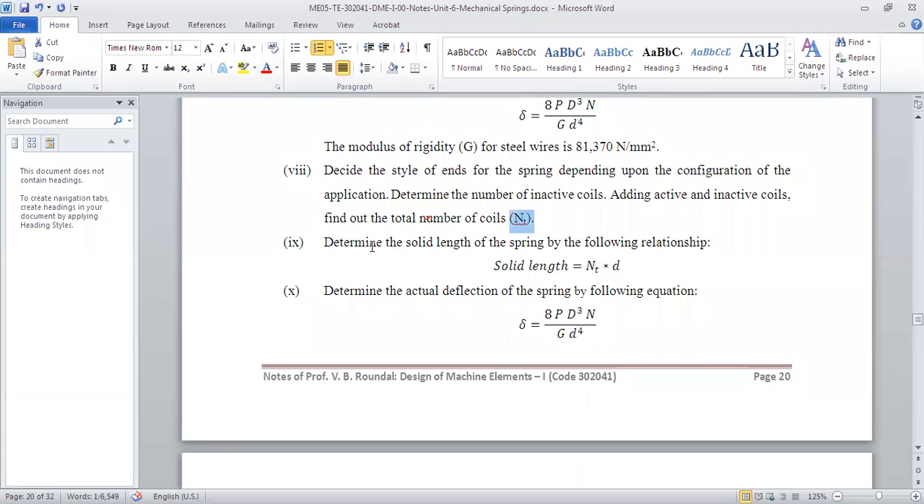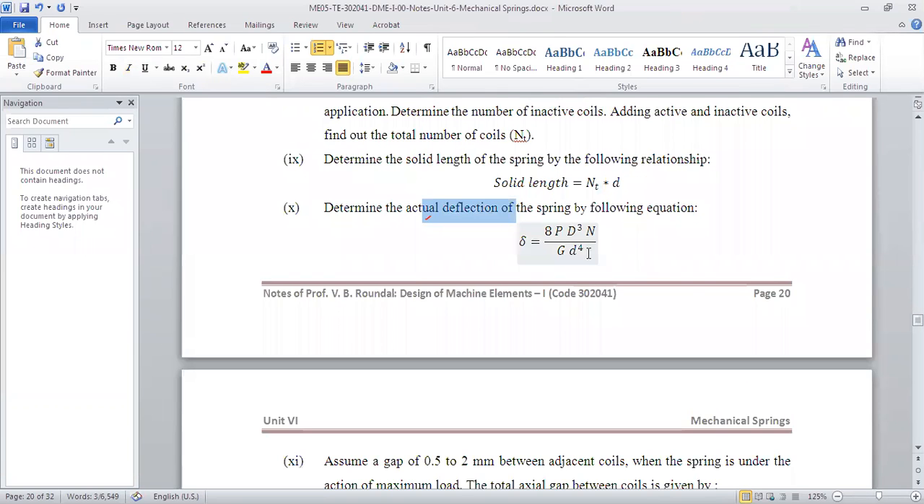Now once we know the total number of coils, the solid length is basically NT into d. We know the diameter of the wire, and each coil's thickness is the diameter of the wire. The total number of turns is NT. The solid length is the length when the spring is completely compressed. So solid length is equal to NT into d.